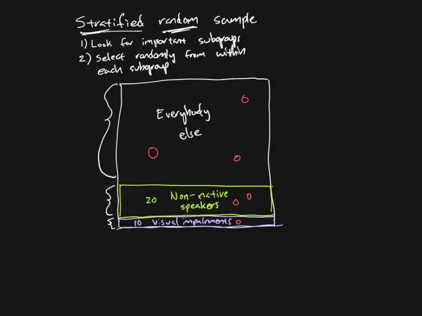So we pick some people from within this one, right? We randomly select people from there. We randomly select people from here, and we randomly select people from here. Now, when we do this, there are two different possibilities. One is that we select strata of equal sizes. The subgroups, we make sure that there are the same number of people. So we might grab 10 people from here, and 10 people from here, and 10 people from here.